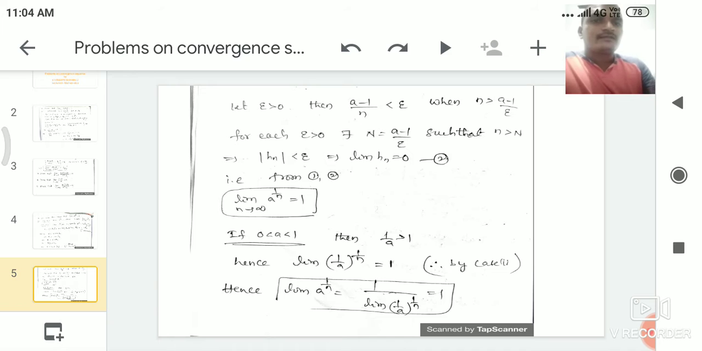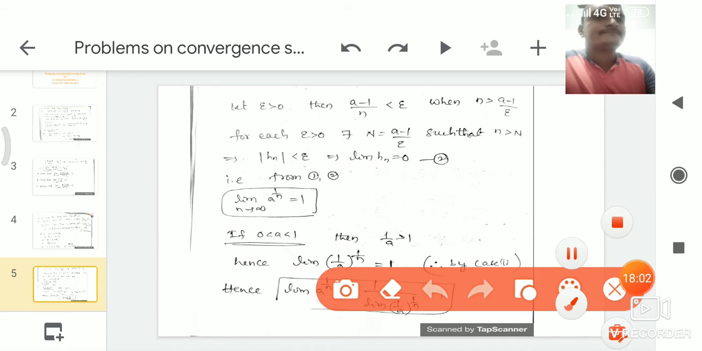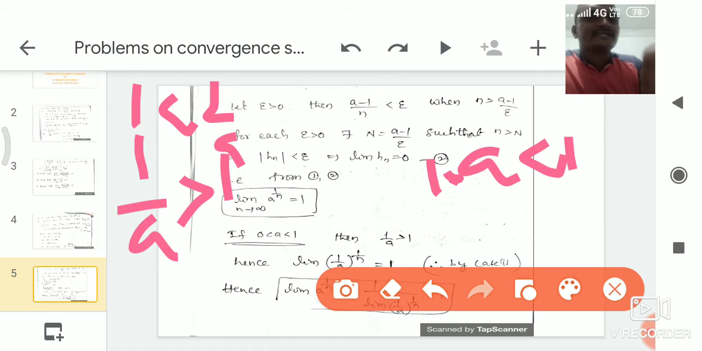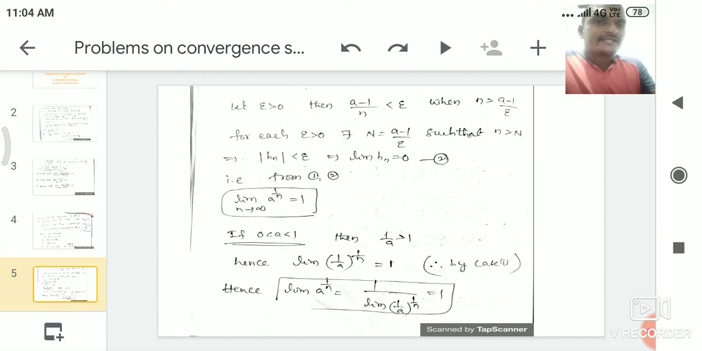We check. If 0 < a < 1, then 1/a must be greater than 1. So if a is less than 1, then 1/a is greater than 1: this a goes to the right-hand side, a can be written as 1 times a, so 1 < 1/a. That is nothing but 1/a is greater than 1. So whenever 1/a is greater than 1, we have the second case.